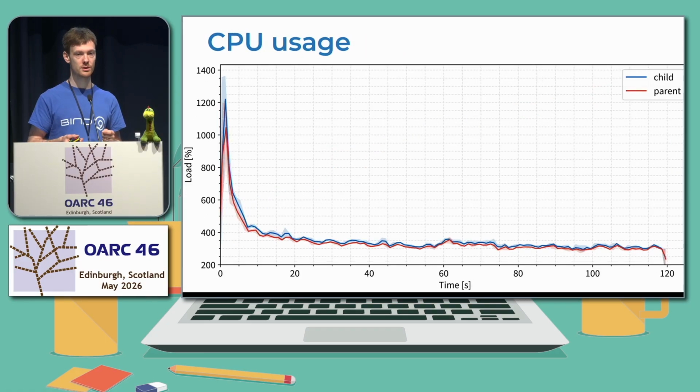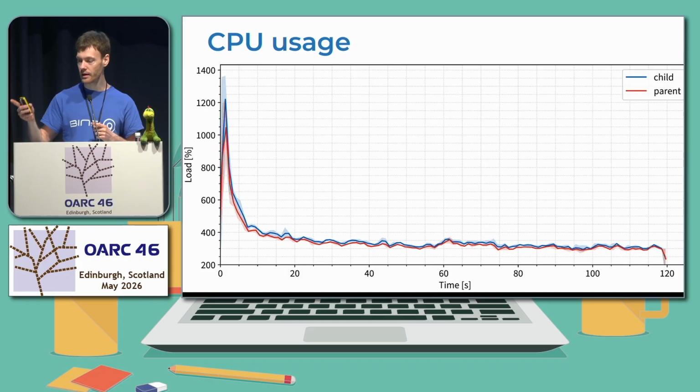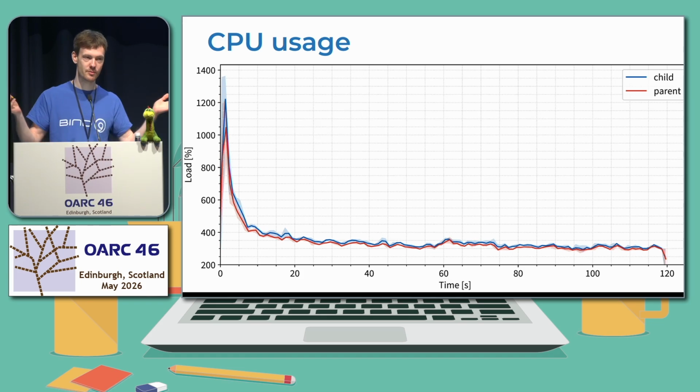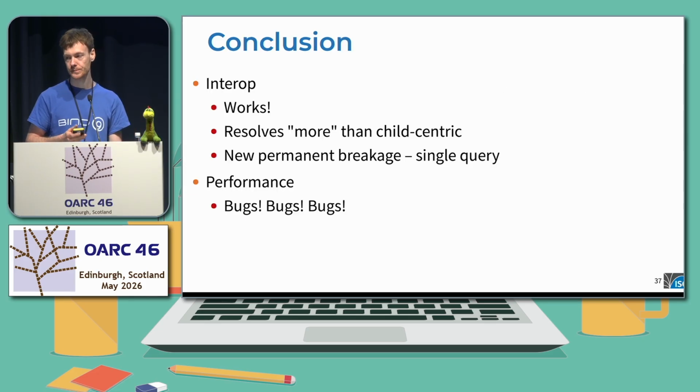For CPU usage, it's the same story but in reverse. You can see that the red line for the parent-centric resolver is basically copying the blue line, just a little bit lower, but again, it's basically within measurement error, so it's maybe a little bit faster, but who cares? The difference is not important here.